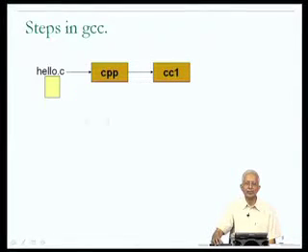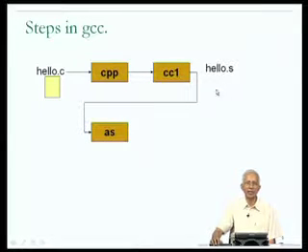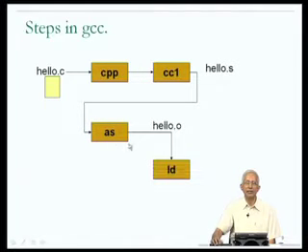So some form of translation is done on your C program, and the next step is what is called CC1, which once again does some transformation of your program. It generates a temporary file called hello.s, which is the input to the next step in the GCC translation, which is called AS. AS generates a temporary file called hello.o, which is used as the input to the next step in the GCC translation, which is called LD.